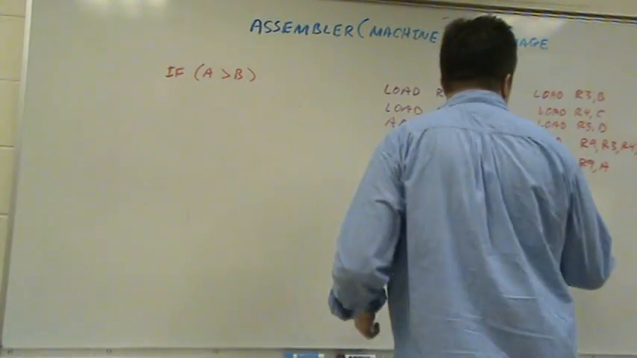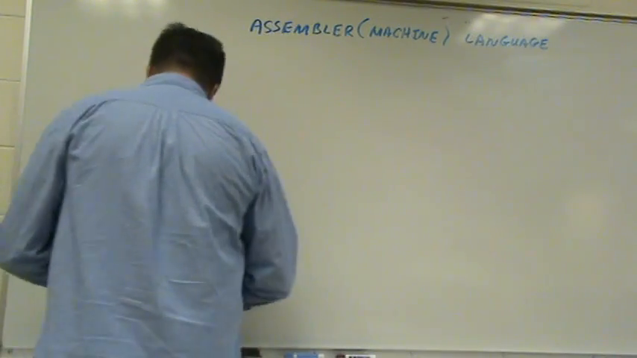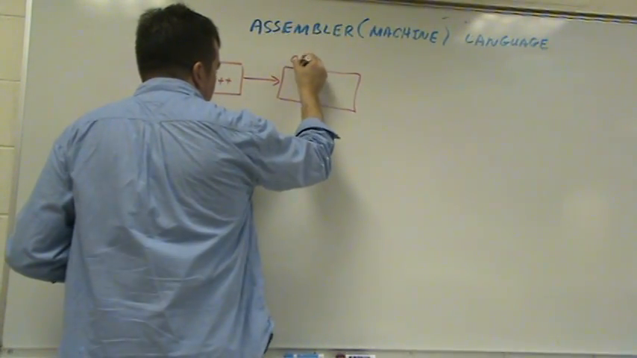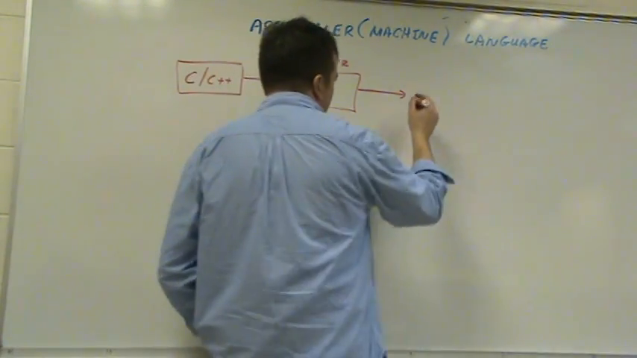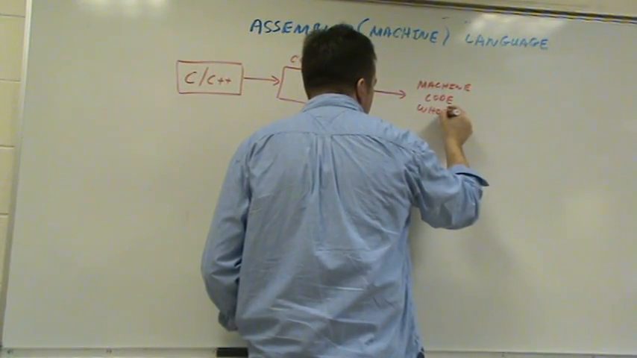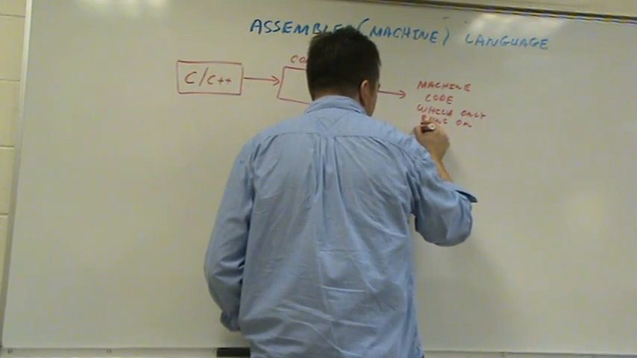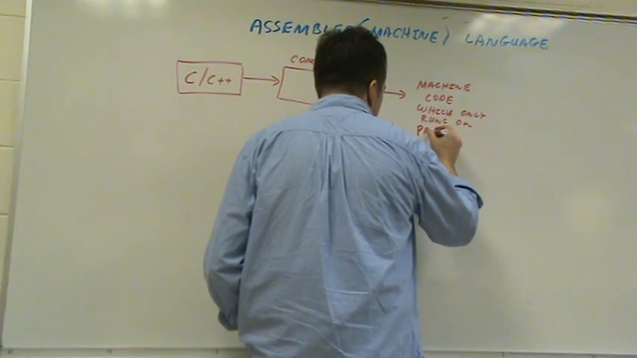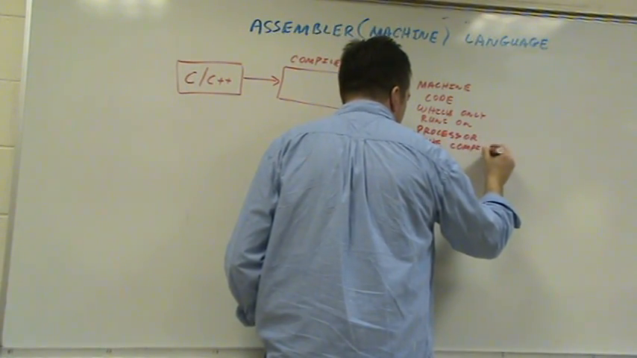And then just one last side topic. It's not really a computer architecture topic, but when languages like C and C++ get compiled, when they go through a compiler, the output of the compiler is machine code, which only runs on the processor the compiler was made for.